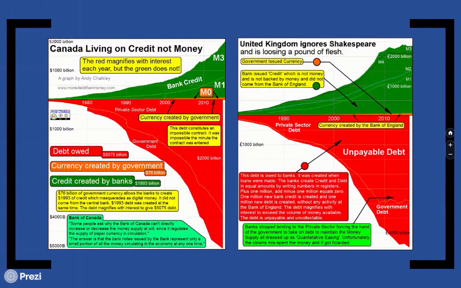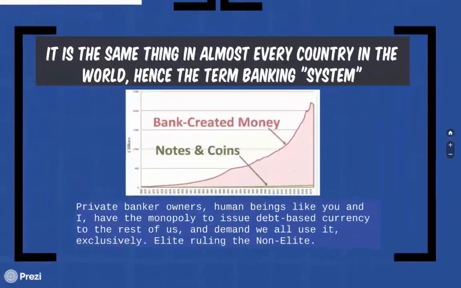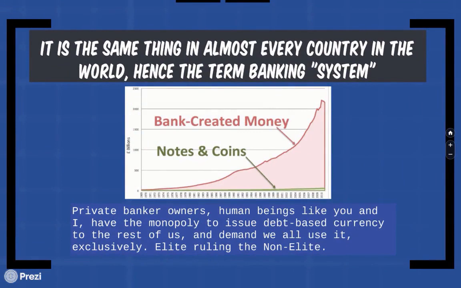Now, look, these two graphs show the amount of debt there is versus the amount of currency. Government issued is so small you can't see it. It's the little orange line. And then the bank issued is a big green line. And then the debt to create that system is the red line. Here we're looking at Canada and the United Kingdom. And wherever you look, all over the world, it's the same story, in almost every country, 90-something percent of the countries in the world. Hence the term banking system, because although we are talking of different countries around the world, they are all interconnected by one system.